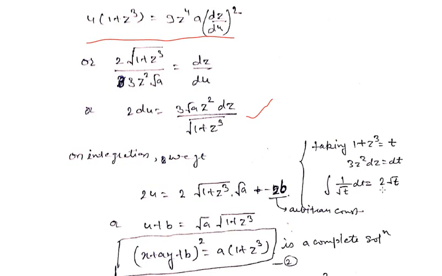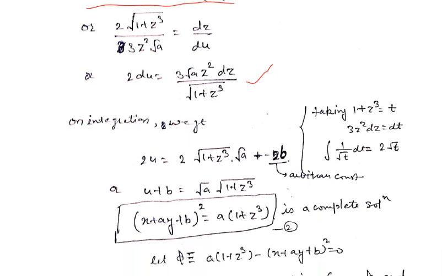When we integrate it, it gives us 2 root t, and in place of t we will put 1 plus z cube, so it becomes 2u is equal to 2 times the square root of 1 plus z cube root a minus 2b. This is an arbitrary constant. We take the arbitrary constant in the form of twice b, so that 2 can be cancelled from both sides. So it becomes u plus b, shifting b to the left hand part, u plus b is equal to root a into root of 1 plus z cube.